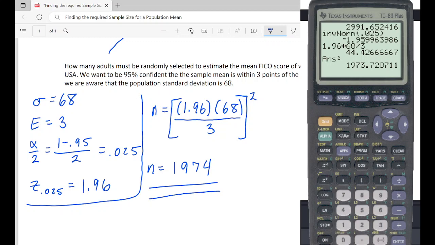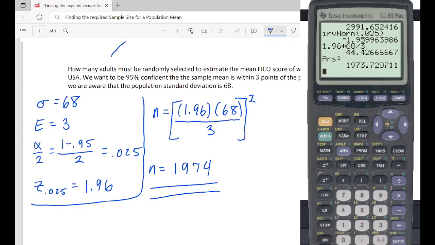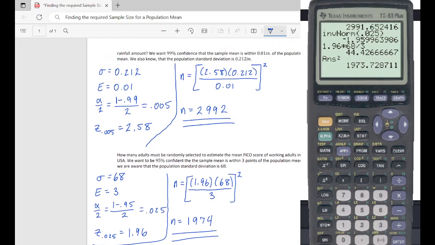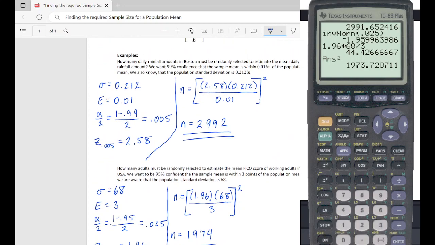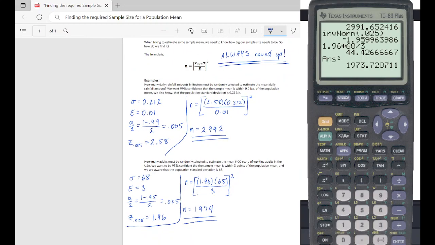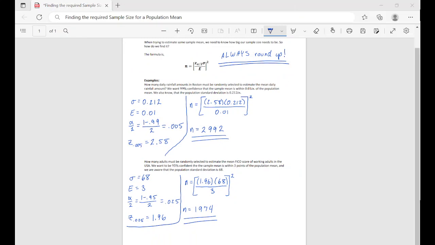So how many adults must be randomly selected to estimate the mean FICO scores of working adults in the U.S.? A minimum of 1,974. Do not forget, you must always round up if you do not get a whole number. I cannot stress it enough. If it's not a whole number, round it up.